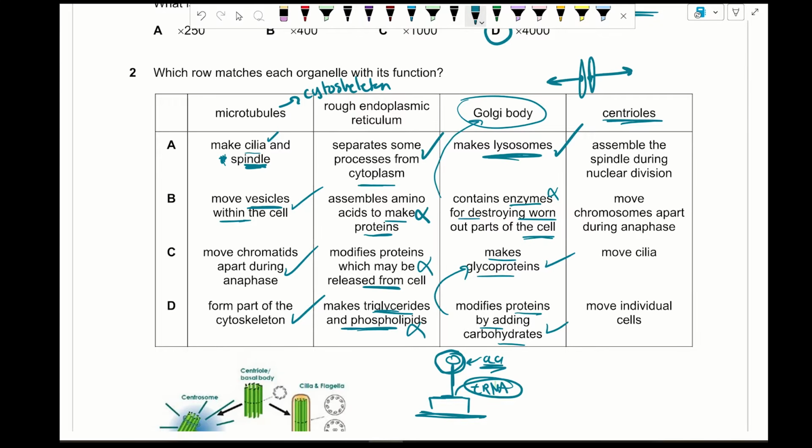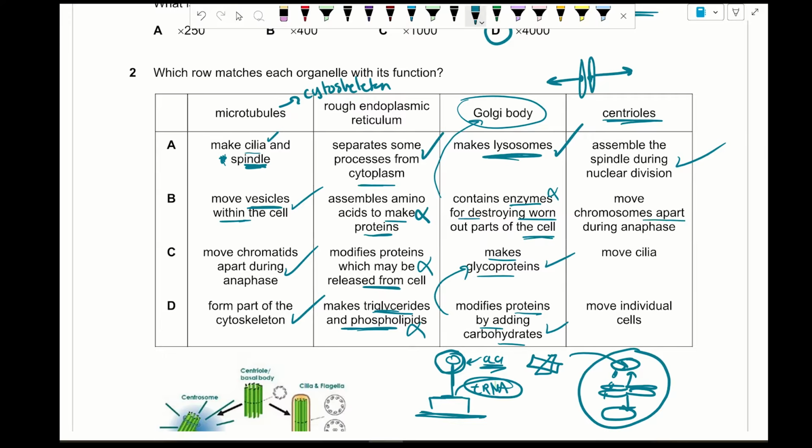Now, centrioles. A, assemble the spindle during nuclear division. This is correct, because during mitosis, the centrioles are found inside 2 centers called centrosomes. The centrioles are found at right angles inside the centrosomes. These centrioles synthesize the spindle, which indeed attaches to the kinetochores of the chromosomes, separating them apart during anaphase. So this is correct.